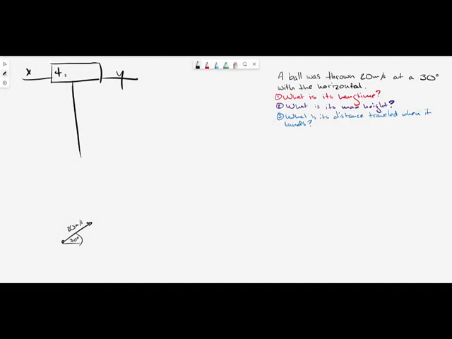Okay, everybody, let's take a look at a projectile motion question at an angle. A ball was thrown 20 meters per second at a 30-degree angle with a horizontal. So here's 20 meters per second at a 30-degree angle. This is what it would look like laid out.